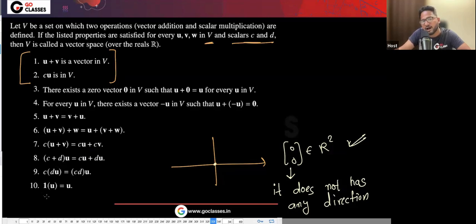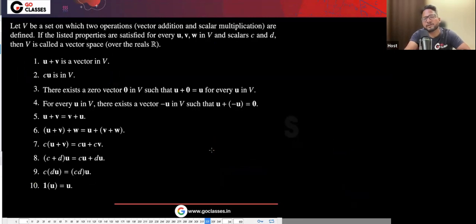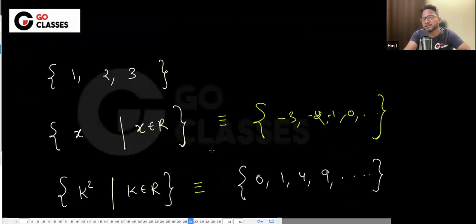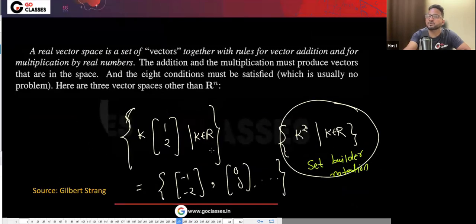Do you think these things are hard to follow? Like 1 times u should be u, or something like that. I don't think these are hard to follow, right? (cd) times u will be like this. So actually, this is not a problem. That's why authors don't care about these conditions. Although there are conditions, as the author is saying, it is no problem.